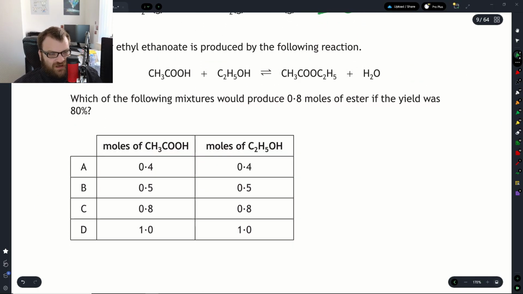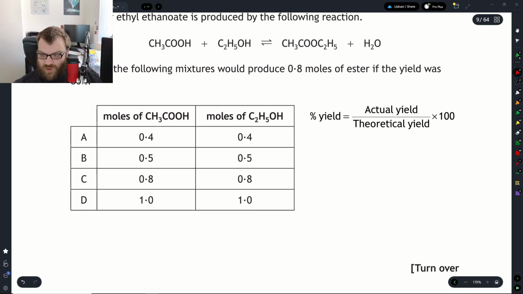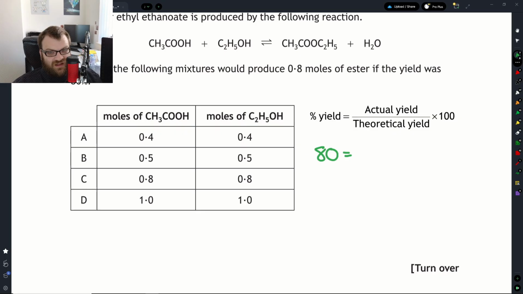In this next one, we are asked about using percentage yield in a slightly different way from usual. In the data booklet, we are told percentage yield equals the actual yield divided by the theoretical yield. We are already told our percentage yield is 80, and it says which of the following mixtures would produce the 0.8 moles of ester. That means that the 0.8 will be our actual yield, and we are trying to work out the theoretical yield.